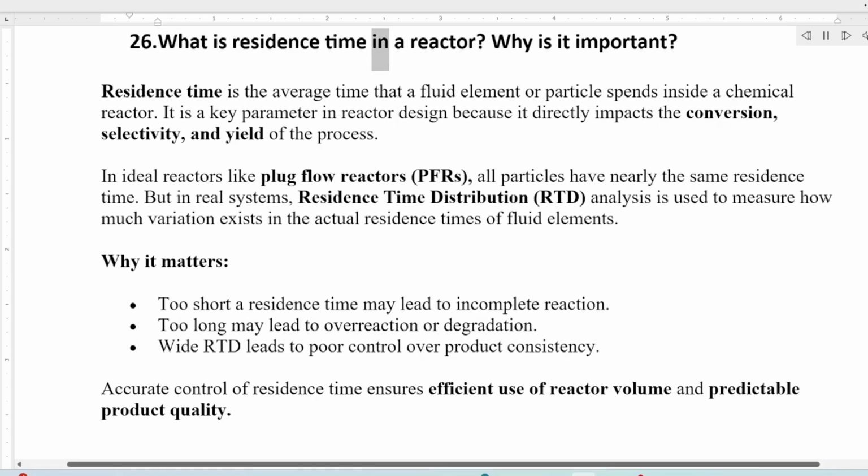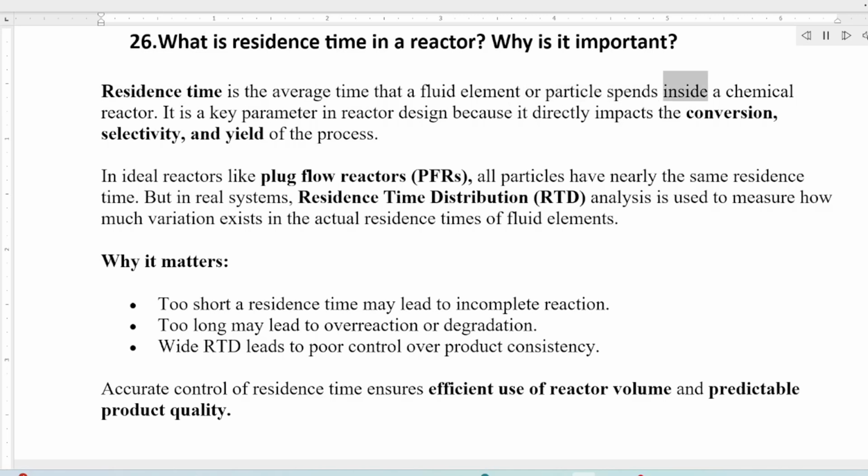What is residence time in a reactor? Why is it important? Residence time is the average time that a fluid element or particle spends inside a chemical reactor. It is a key parameter in reactor design because it directly impacts the conversion, selectivity, and yield of the process. In ideal reactors like plug flow reactors, PFRs, all particles have nearly the same residence time. But in real systems, residence time distribution, RTD, analysis is used to measure how much variation exists in the actual residence times of fluid elements.